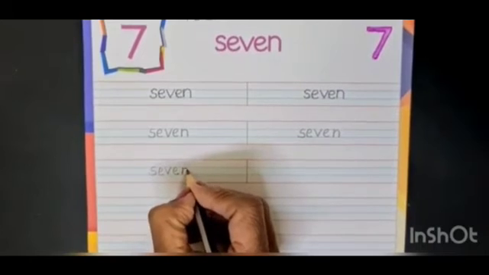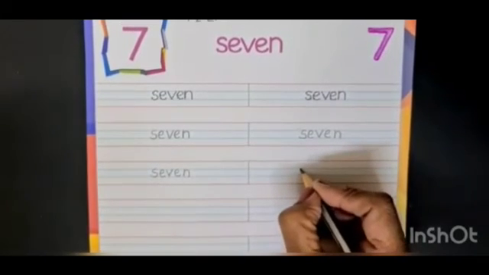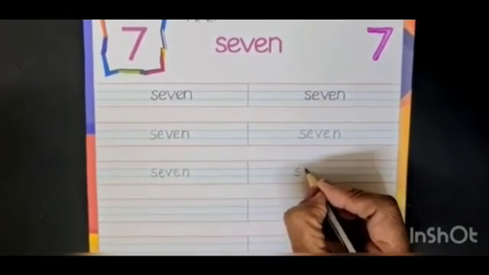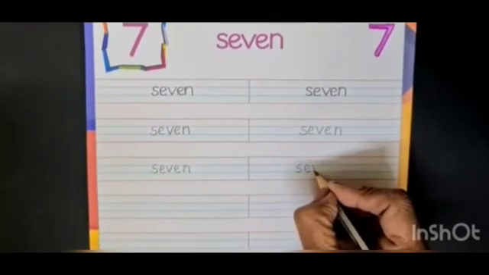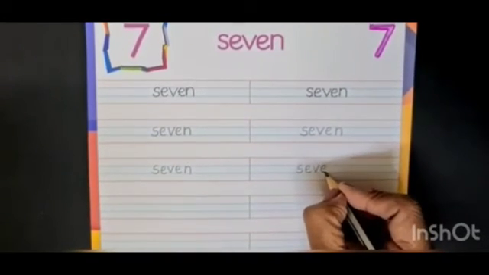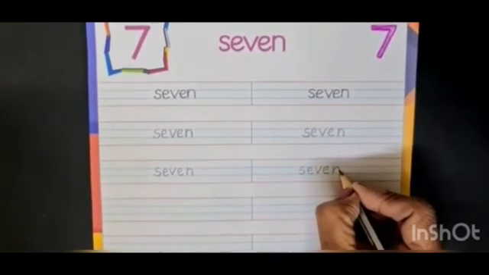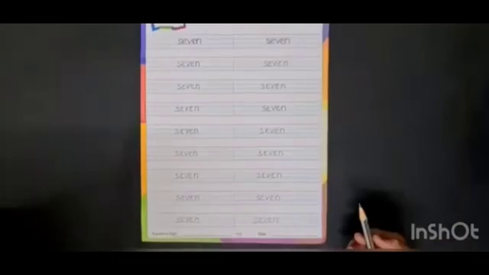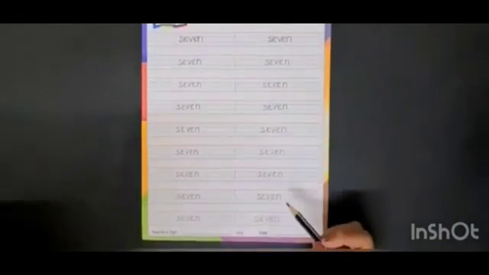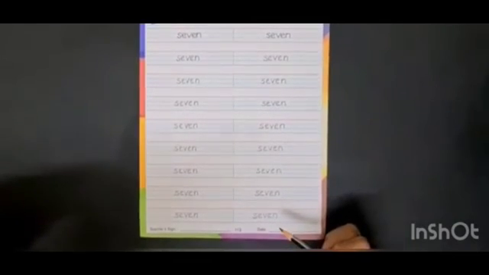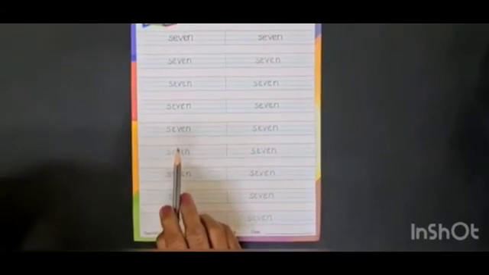S-E-V-E-N, 7. Children, this is how you will complete the whole page. Remember that while writing the number name, you will speak the spelling.